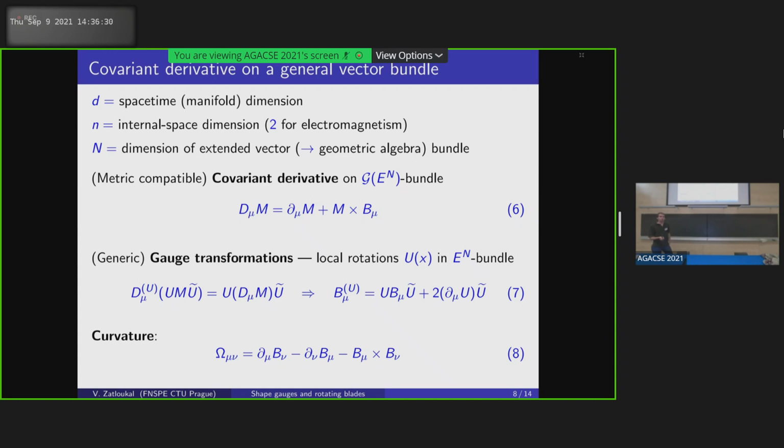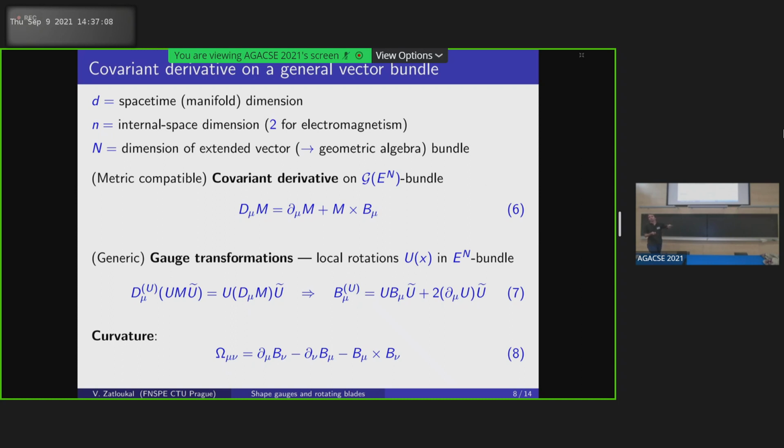mathematically treated. So let's take a d-dimensional manifold within space-time, so just an abstract set of points, and consider a little n-dimensional internal space. So for instance, for electromagnetism, we would have little n equals 2, because it's a two-dimensional real space, and there is one bivector, and we can make one type of rotation within this space. And with this structure, we can introduce the electromagnetic connection and do electromagnetism.